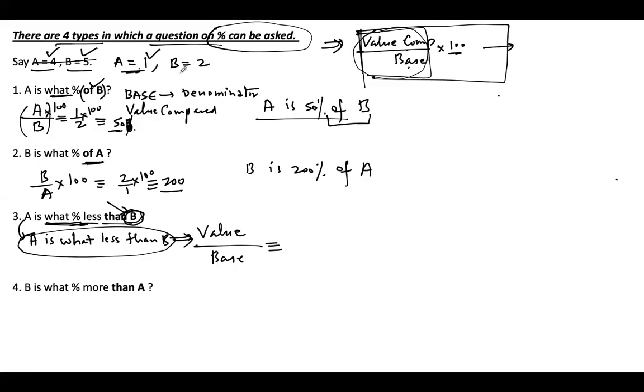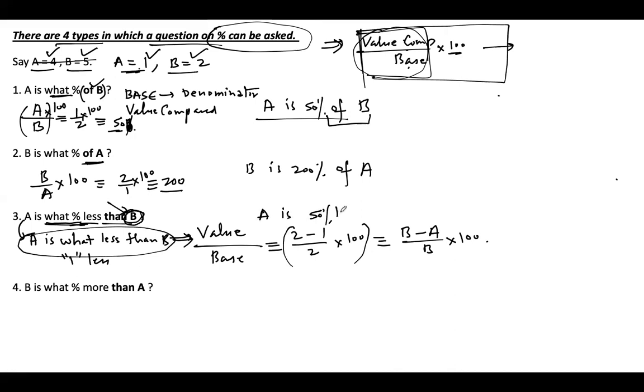If the question is saying A is what percent less than B? See, A is 1, B is 2. So can you say A is 1 less than B? Yes. And how did this 1 come into existence? 2 minus 1, upon what was the base? B, 2, into 100. So variable wise, can I write B minus A upon B into 100? And this value would be 50%. So A is 50% less than B.